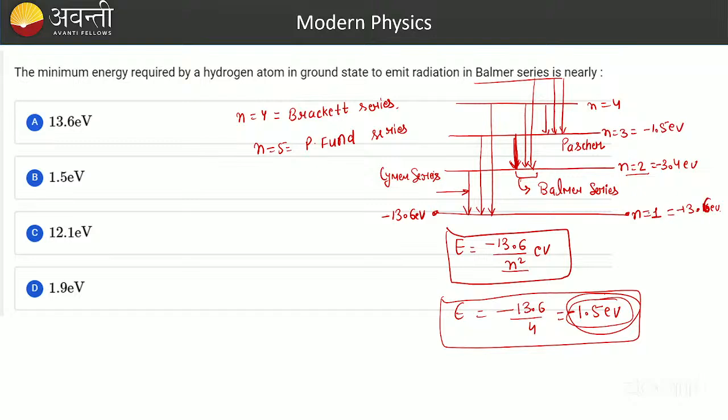Now just understand the question here. The minimum energy required by a hydrogen atom in ground state to emit radiation in Balmer series. Now the Balmer series will start from n equals 2, so for any radiation to be emitted from here, at least the electron has to come to this state. That means this much amount of difference of energy is required. From the ground state to this state, how much transition it will make, that difference of energy.